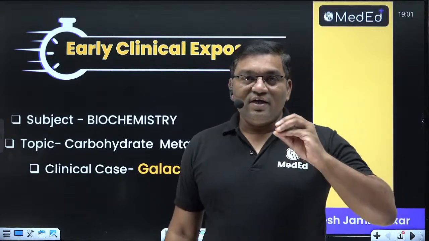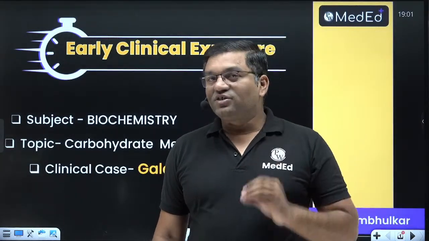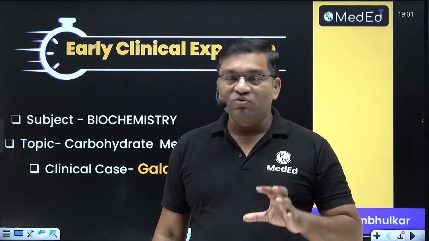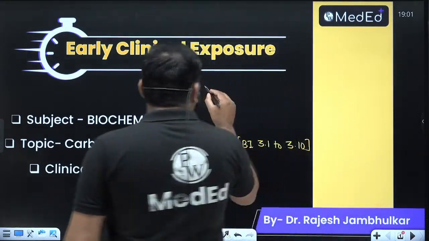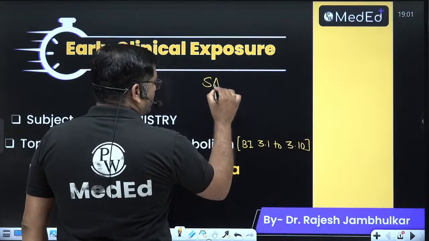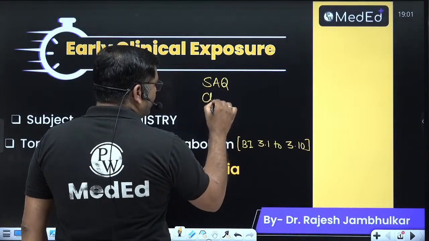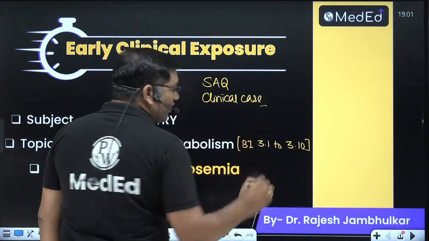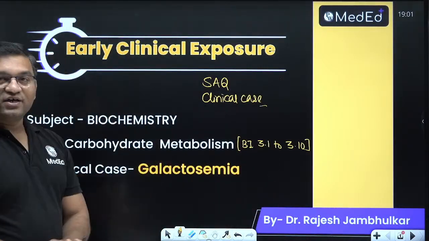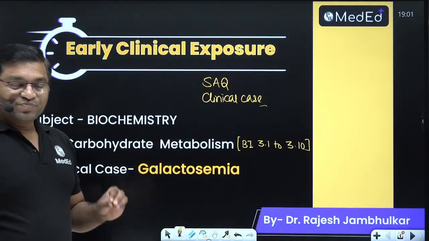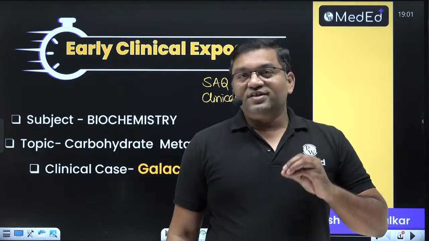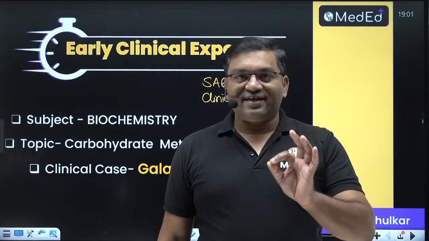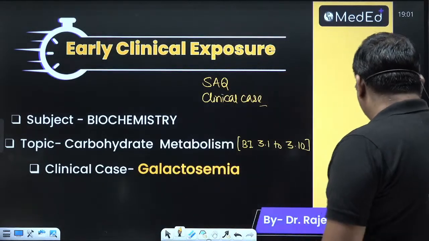Also you can get a short note SAQ, short answer question on this topic, that is either galactosemia or galactose metabolism. So it is an important SAQ, short answer question, and also an important clinical case. A number of viva questions are there from this topic galactosemia. So this is an important case. And the important key feature in galactosemia is the congenital cataract, oil droplet cataract, that is congenital cataract.